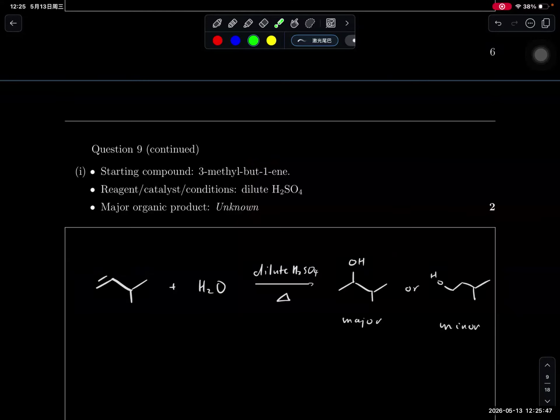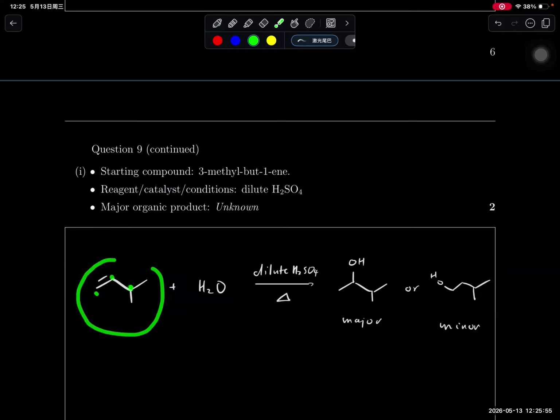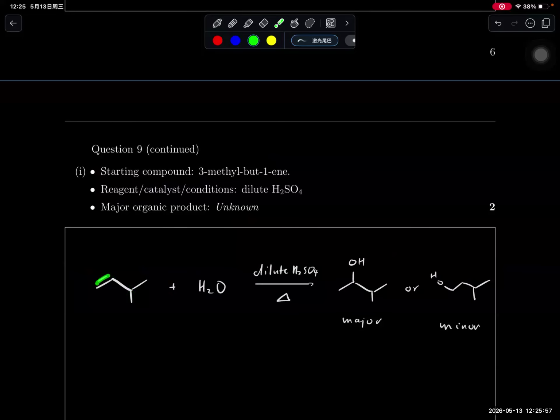Okay, so question 1. Starting compound, right? We have 3-methylbut-1-yne, which is that, right? So 1, 2, 3, 3-methylbut-1-yne. That's a triple bond on the first carbon. Of course, that's dilute sulfuric acid. So we're doing a hydration reaction forming alcohols. Okay. Similarly, Markovnikov's rule will still apply, right?